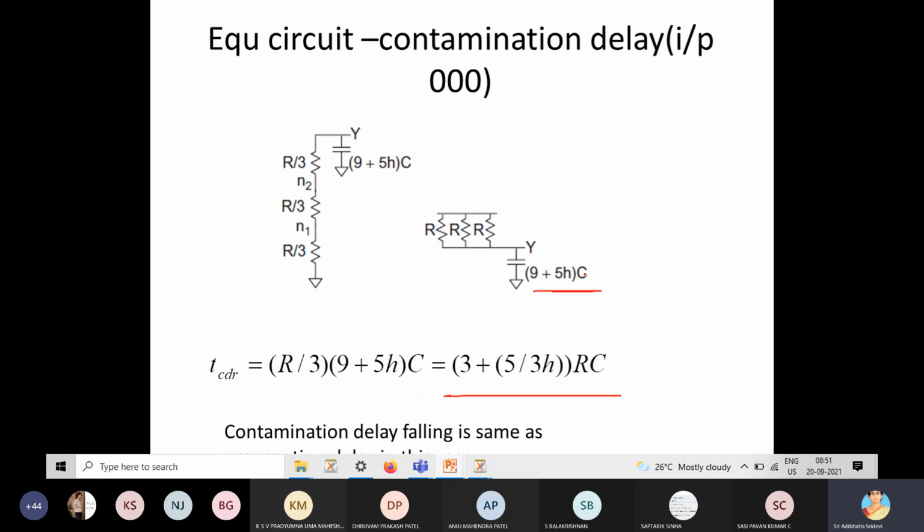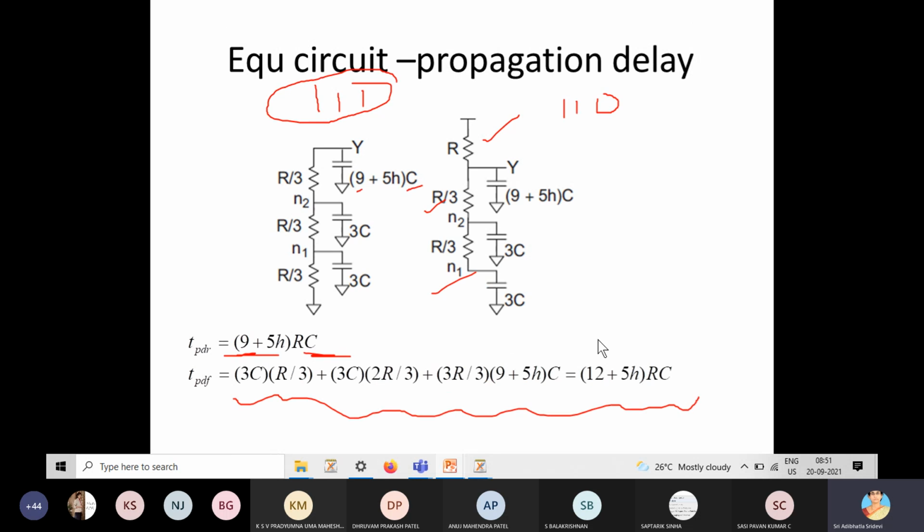So 9 plus 5H into RC into R by 3. So this is 3 plus 5 by 3H into RC, the contamination delay rising. 9 plus 5H into RC is the propagation delay rising. 12 plus 5H into RC is the propagation delay falling.